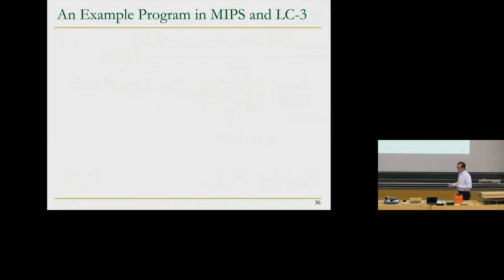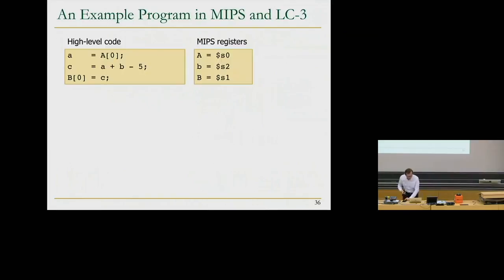So we're going to look at an example program in MIPS and LC-3 relatively quickly again, because it's going to be simple. So this is a high-level code. Don't think about what it does. It has some meaning. Basically, you access the first element of array A, and you add to it some B that's coming, and then you subtract 5 from it, and then you store the result C into some other array. These are MIPS registers. So input registers in MIPS are usually indicated as source registers, S0, S1, S2. And MIPS assembly looks like this.